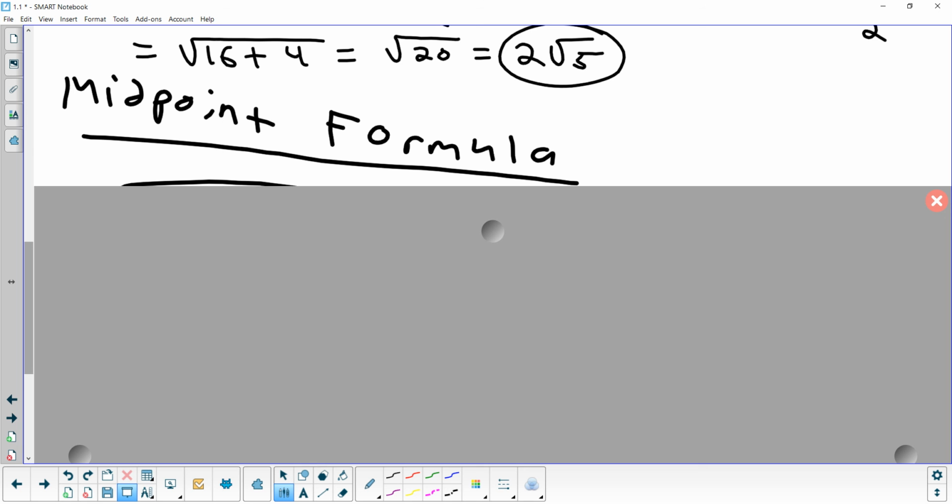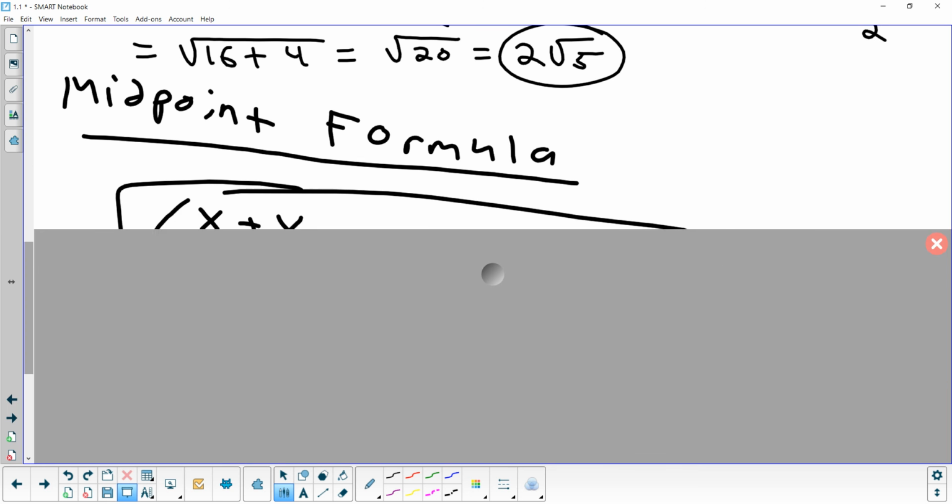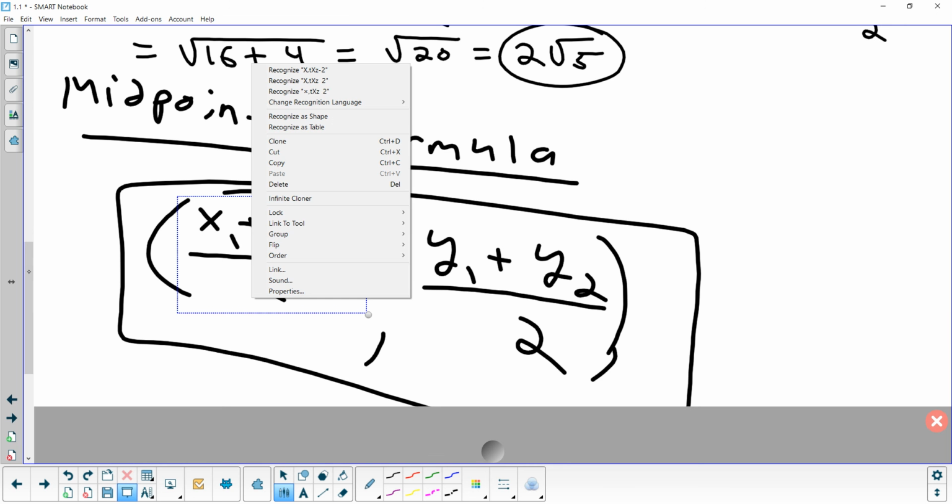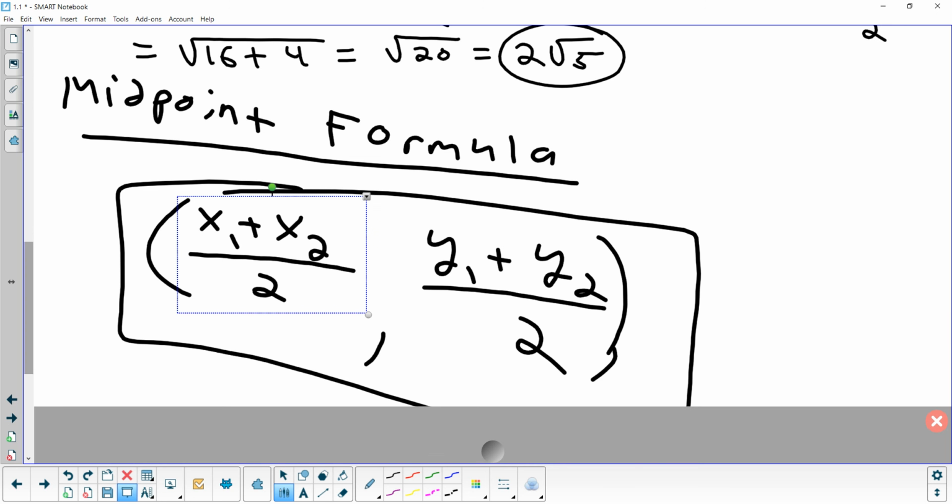It's an average. How do you average two numbers in math? What are the steps? Yep. Add them together and then divide by 2. So to find the coordinates of the midpoint, you add the x's together and divide by 2, so it's the average of the x values. And then add the y's and divide by 2, so it's the average of the y's.